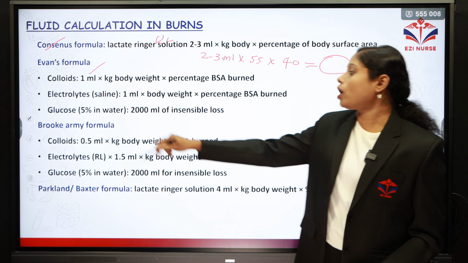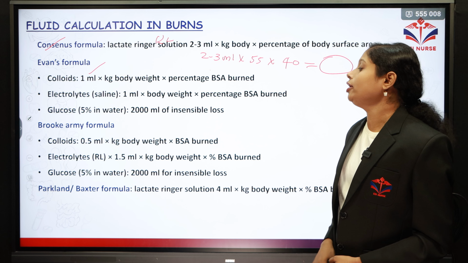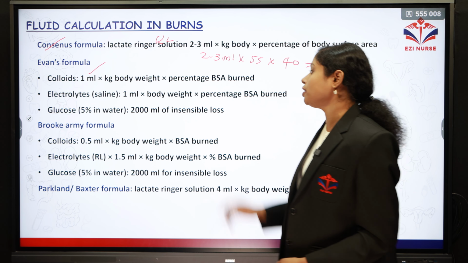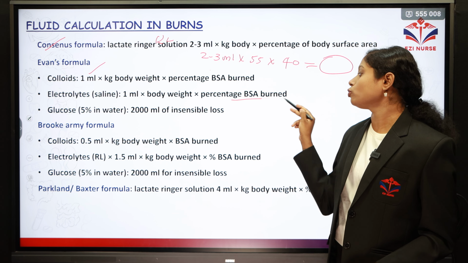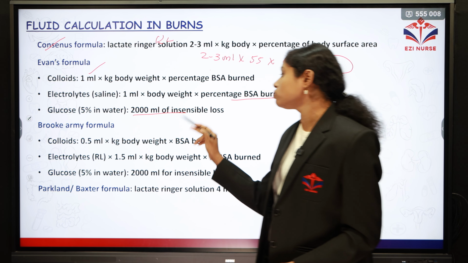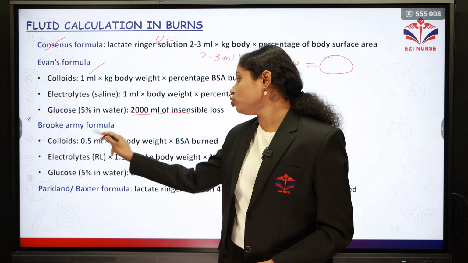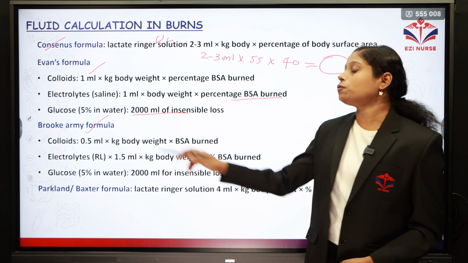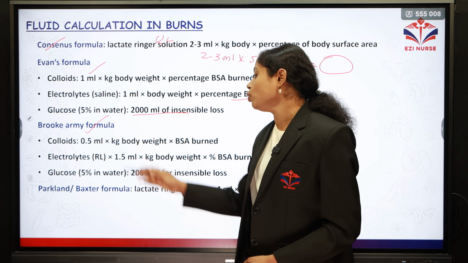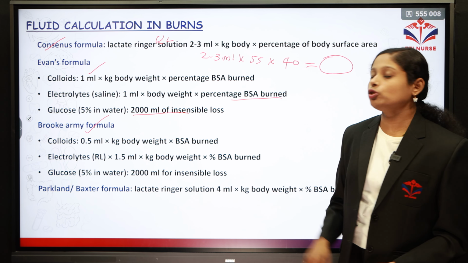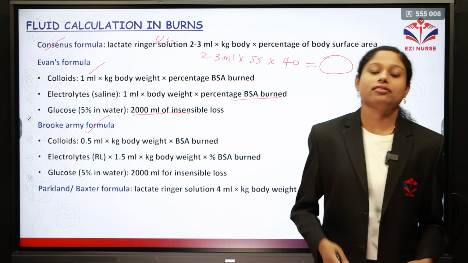What is Evans formula? How we will give the colloids according to Evans formula in the case of burns? It includes 1 ml into kg body weight into percentage of body surface area burn, electrolytes like saline 1 ml into body weight into percentage of body surface area burn, and glucose 2000 ml for insensible loss. This is the Evans formula. Next, coming to Brooke Army formula, colloids 0.5 ml into kg body weight into percentage of body surface area burn, and electrolytes 1.5 ml into kg body weight into percentage of body surface area burn, and glucose 2000 ml for insensible loss.